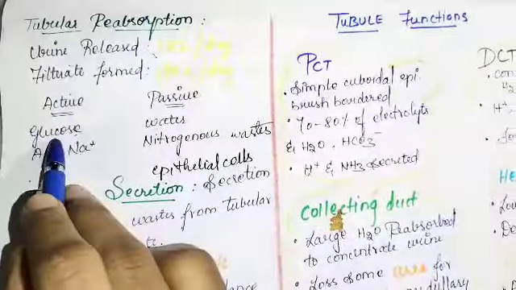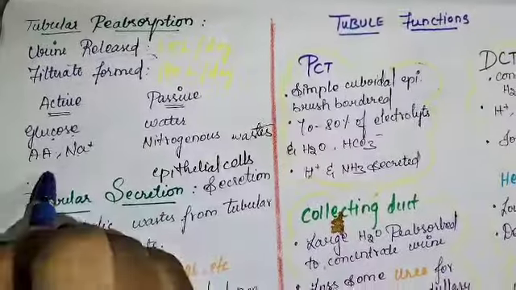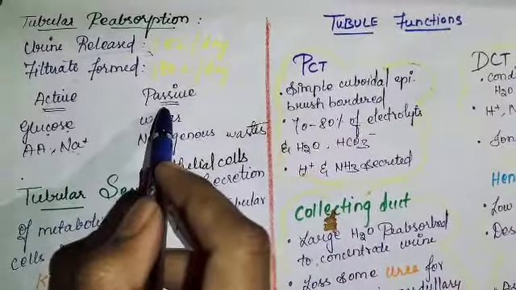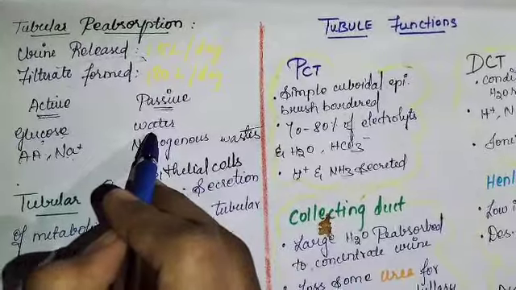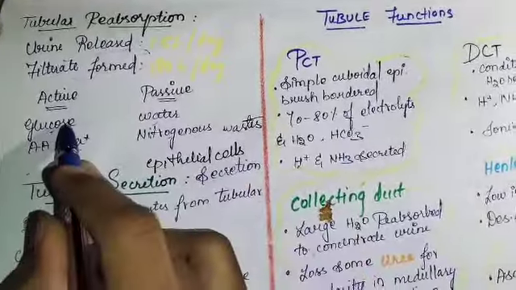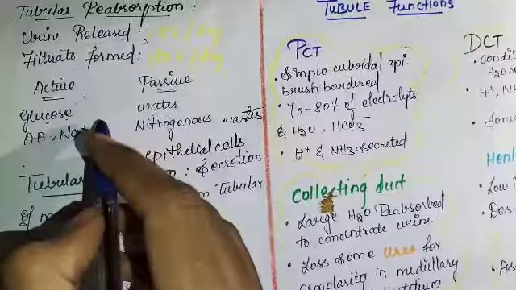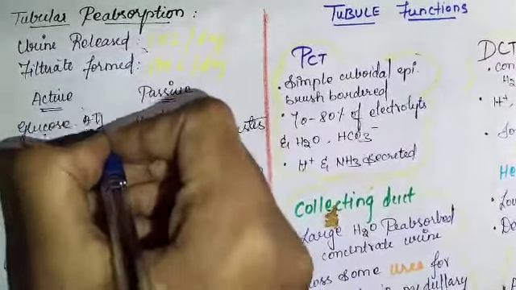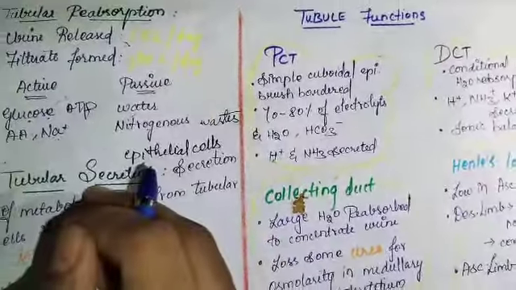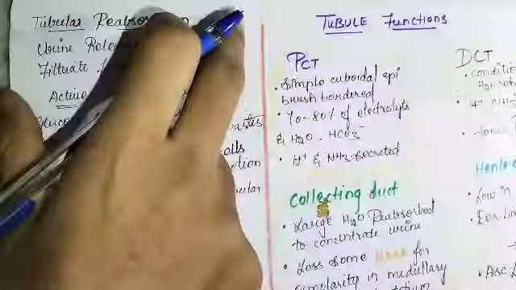So active mechanism: glucose, amino acids, sodium ions. Passive mechanism: water and nitrogenous waste. Active mechanism means they require energy, they require ATP, but passive requires nothing. So this is reabsorption.